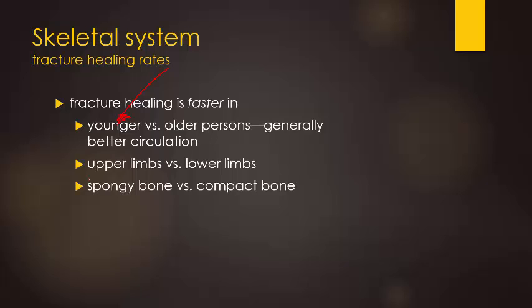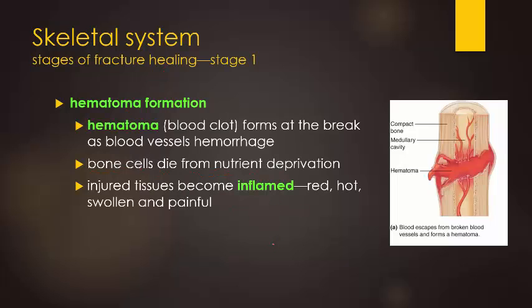Upper limbs tend to heal more quickly than lower limbs, which is an interesting little fun fact. And then finally, spongy bone repairs more quickly than compact bone does. But of course, compact bone, when it is repaired, will be the stronger of the two of those bone types.